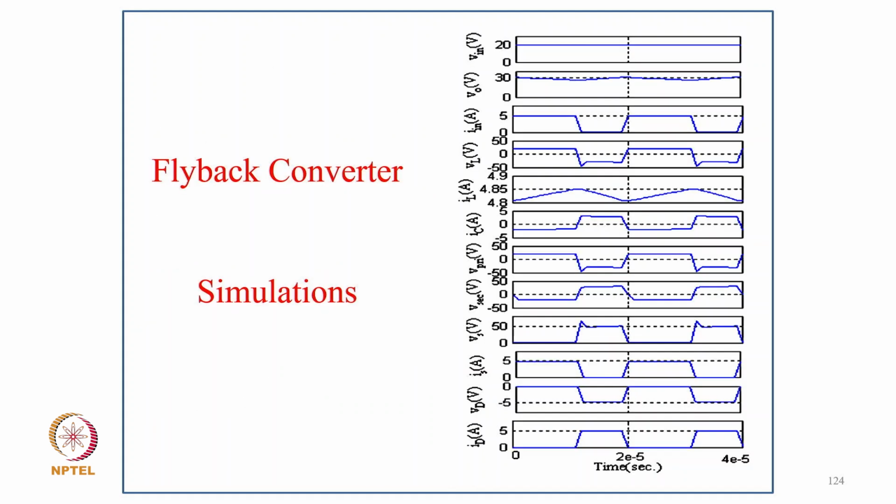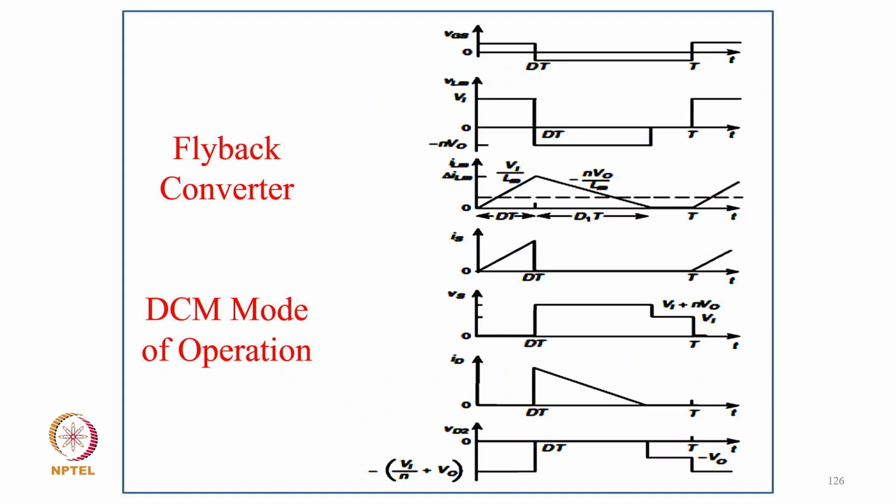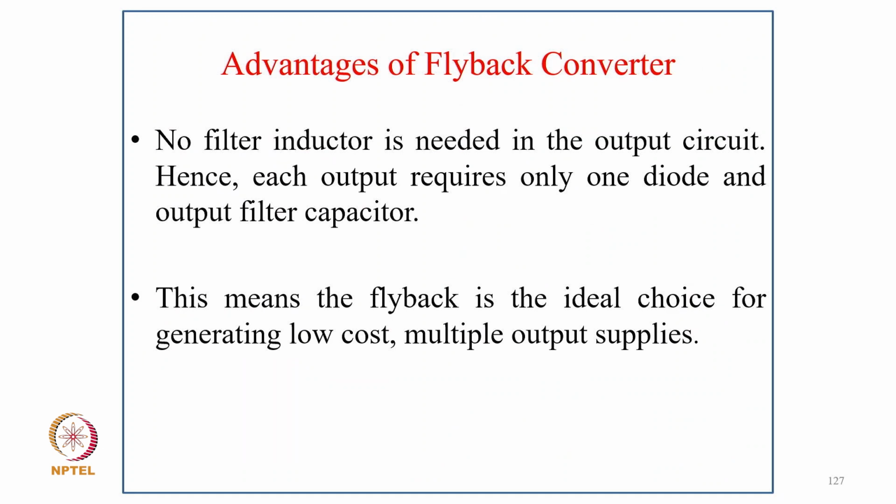So these are the simulated results for the flyback converter, and these are the different modes for DCM operation: device on, diode on, none of them on. These are the typical waveforms for DCM operation. The advantage of the flyback converter is that no filter inductor is needed in the output circuit, hence each output requires only one diode and one output filter capacitor.